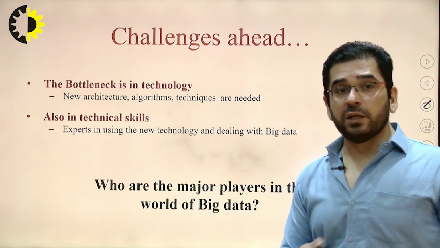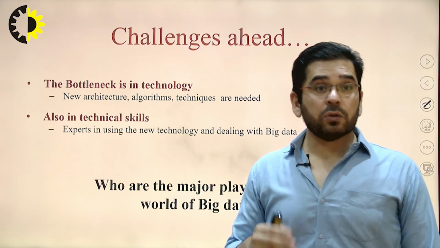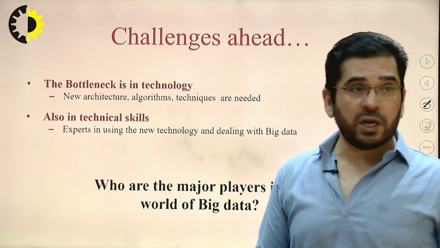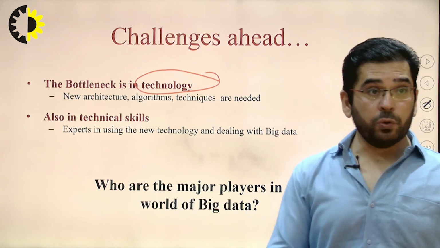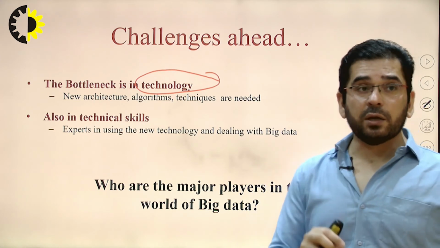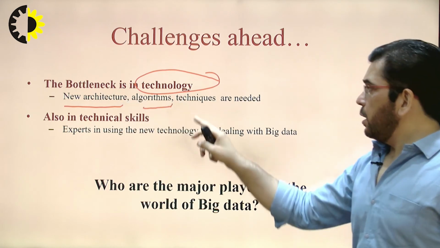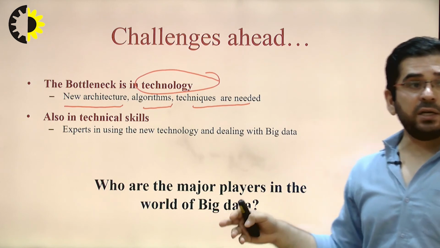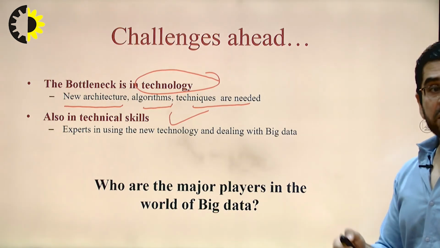But there are a few challenges with it as well. To handle big data is itself a very big challenge. On what kind of software or hardware we need to process big data is a very big challenge. So the bottleneck is the technology. What kind of technology you should use, either hardware technology, software technology, or networking technology. This is the real challenge. New architectures are required, new algorithms are required, and a few techniques are also needed. Another bottleneck is technical skill. Large technical skills are required to process such kind of big data.